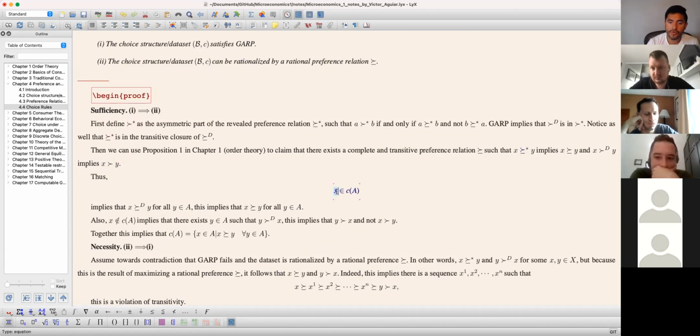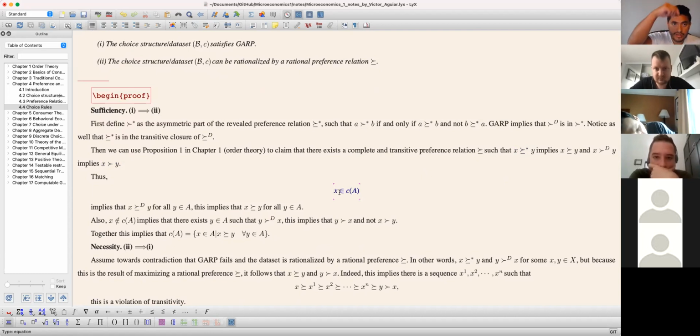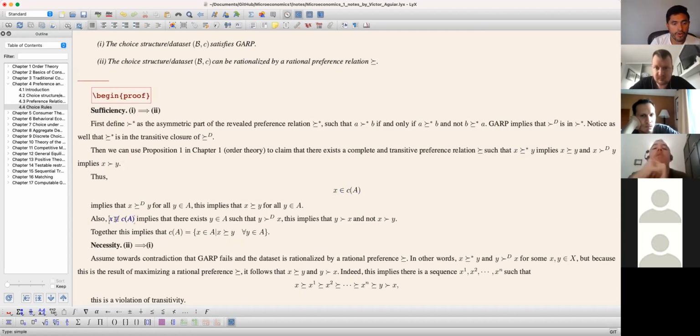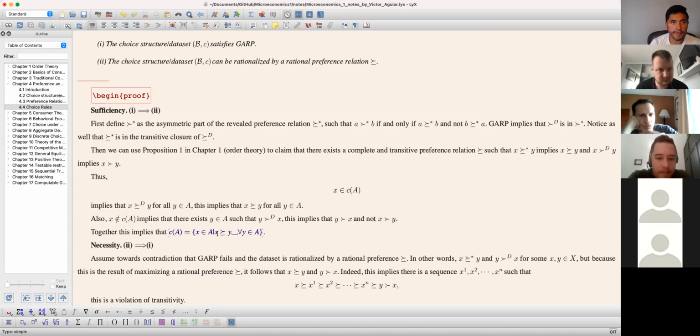So the fact that you're chosen here immediately means that you must be above the rest, because if not, you wouldn't be chosen. So chosen, this is the maximum element. The property is that you have to be above the rest. And when you are not chosen, this implies that there exists a Y such that Y is directly preferred to X. This implies that Y is strictly preferred to X and not X strictly preferred to Y. So together, this implies that C is equivalent to the set of maximizers.